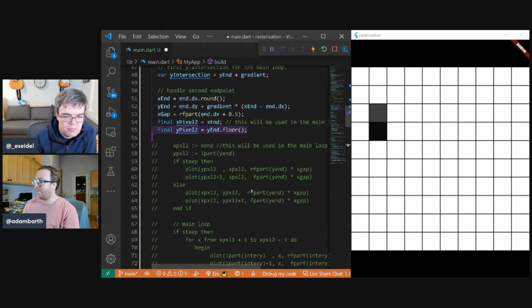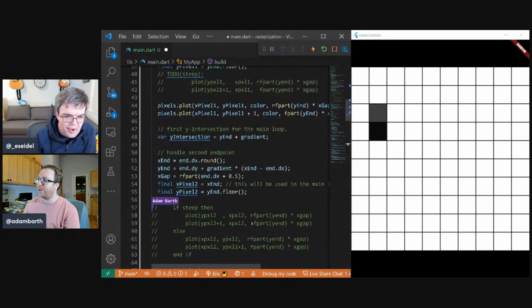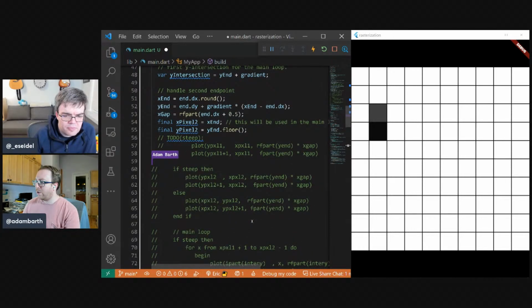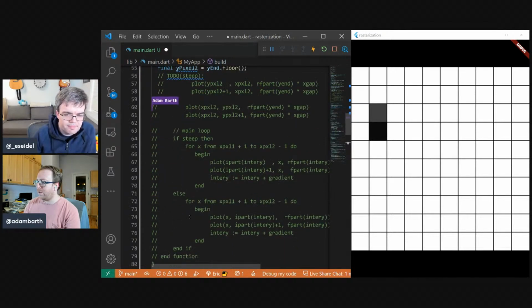Okay, so far, so good. These functions are actually quite similar, which makes sense. They should basically be the same, except they're at a different position. So if steep, do this. If not steep, which is us, then we're going to do this.